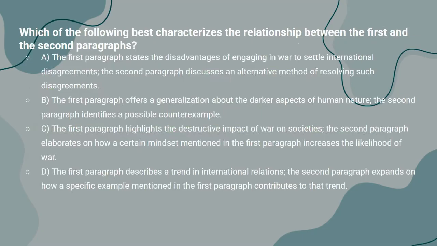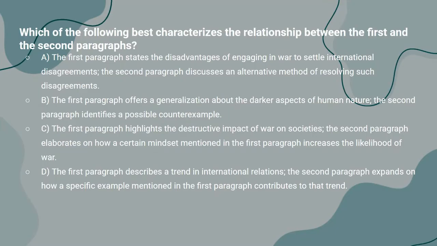Number 3, which of the following best characterizes the relationship between the first and second paragraphs? So I'm not going to go back and read them. However, we're just going to answer this question. You can go back in the video if you want to read it again. But A, the first paragraph states the disadvantages of engaging in war. The second discusses an alternative method of resolving such disagreements. This one's not terrible. I'm going to leave this one on the table for now, but I'm going to explain more about it in a minute.